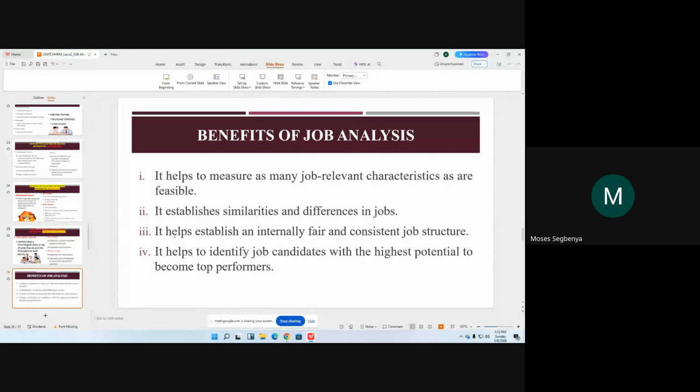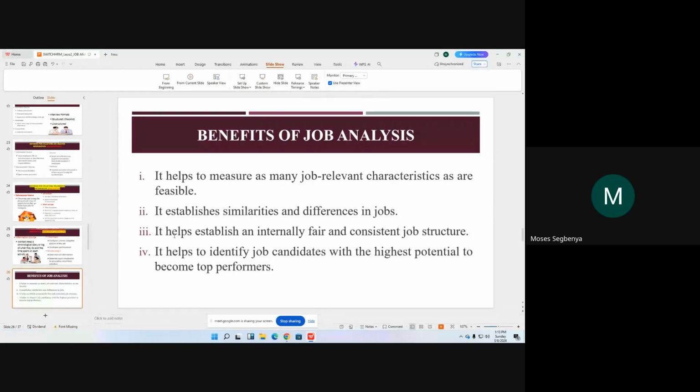So if you talk about the tools, these are the tools for job analysis data gathering. What are some of the benefits? It helps to measure as many job relevant characteristics as feasible. And then it establishes similarities and differences in jobs. So when you do the job analysis well, you are able to tell which job is similar to the other and which job is different from the rest.